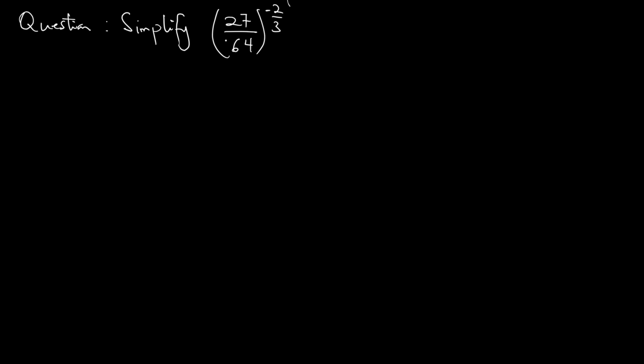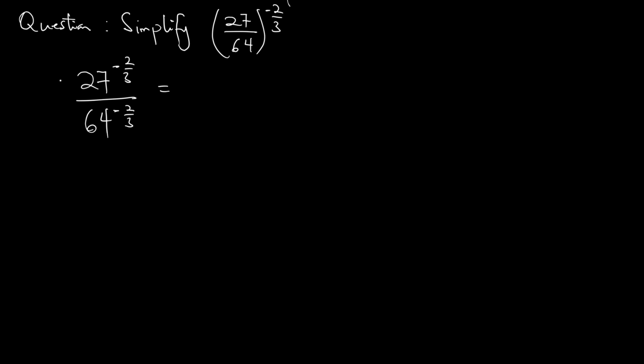So first, let's look at this question. We are simplifying (27/64)^(−2/3). So first, this can be written as 27^(−2/3) all over 64^(−2/3).